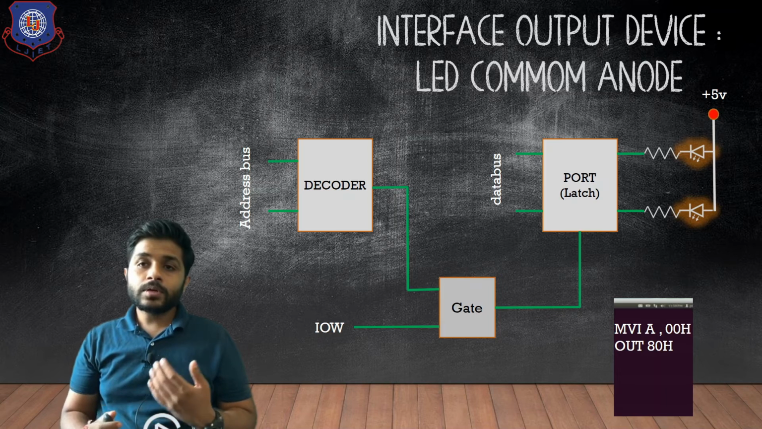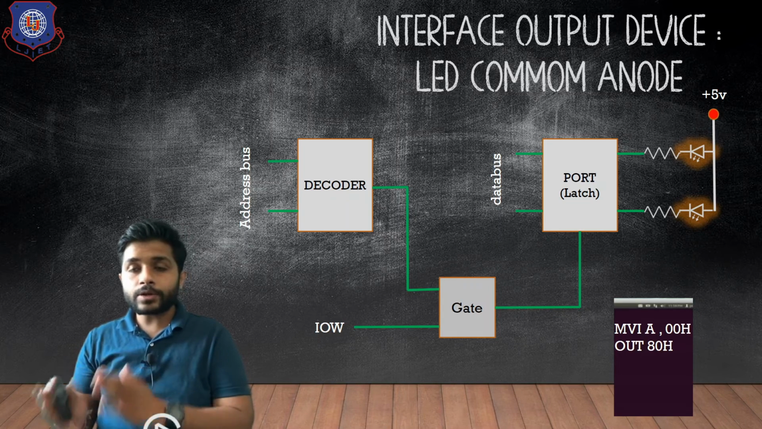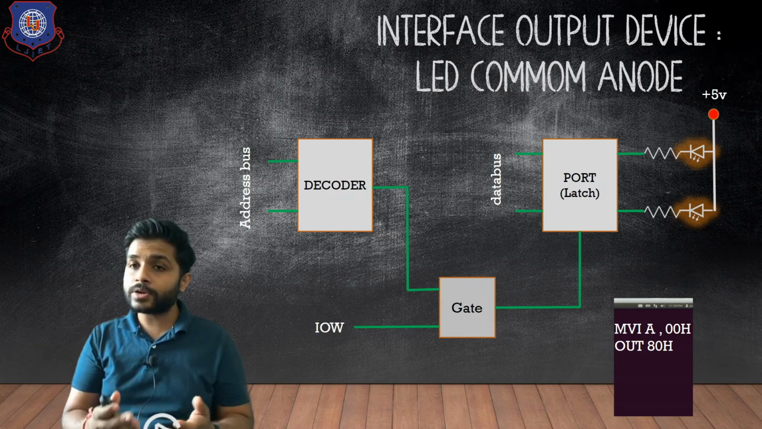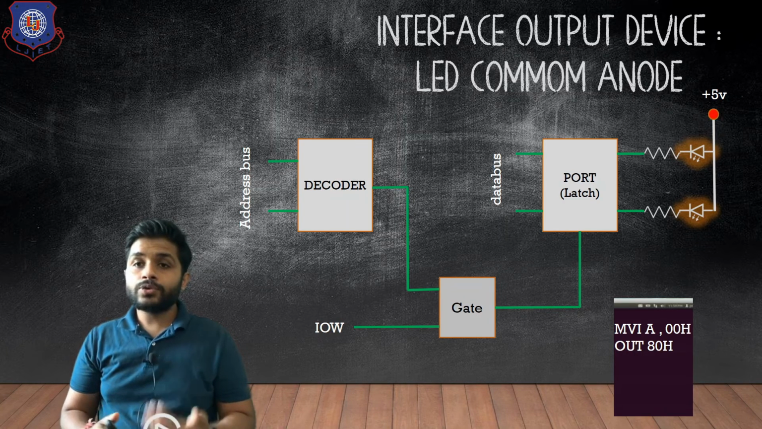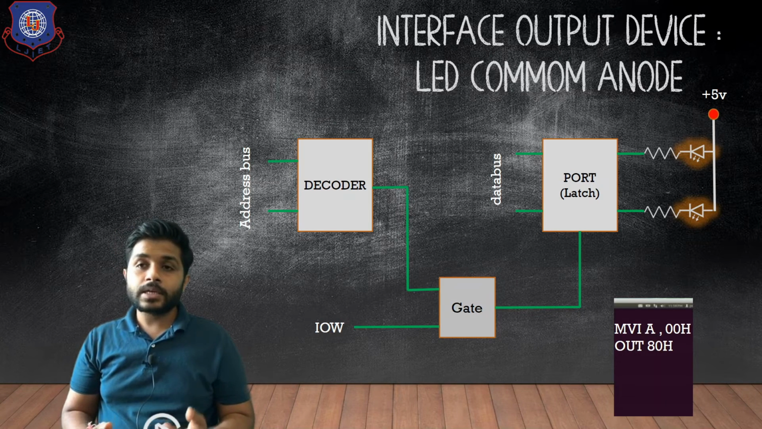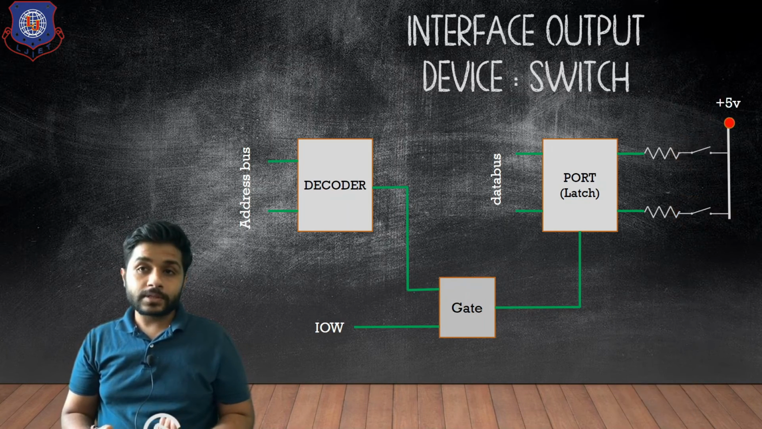So you have to check whether you are using the common cathode configuration or the common anode configuration, and depending on that you have to decide what data you have to send in order to glow all the LEDs. Now let's see how to connect input devices.